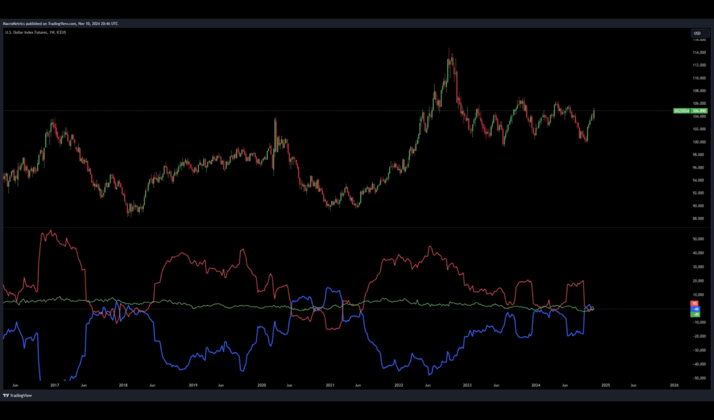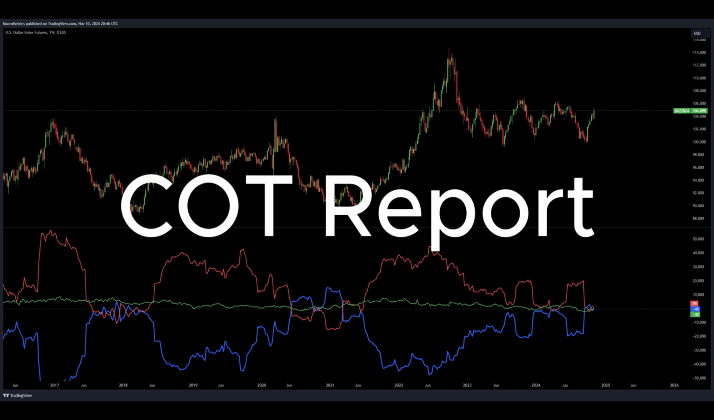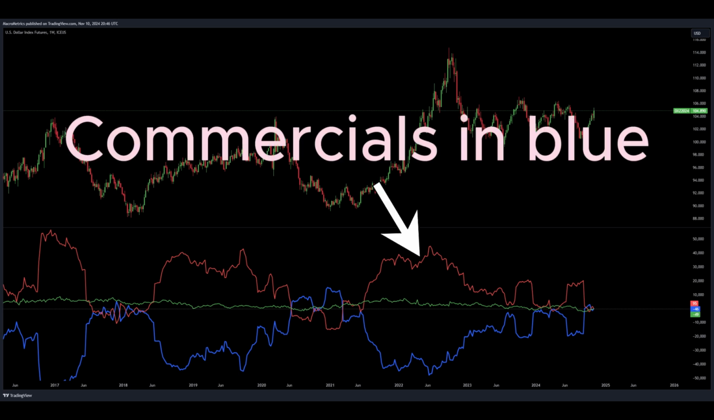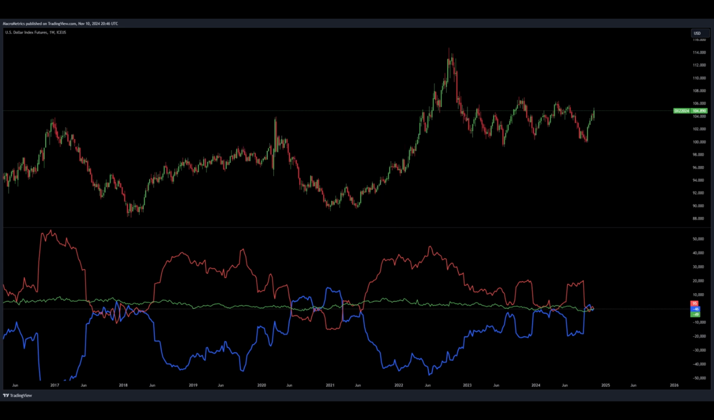COT Report, commercial versus non-commercial versus retail traders. The COT, Commitment of Traders, report provides insight into how different types of market participants are positioned in futures markets. Traders are classified as commercials. These are typically hedgers, like producers or large institutions. They're usually more knowledgeable about the long-term trends in the market.